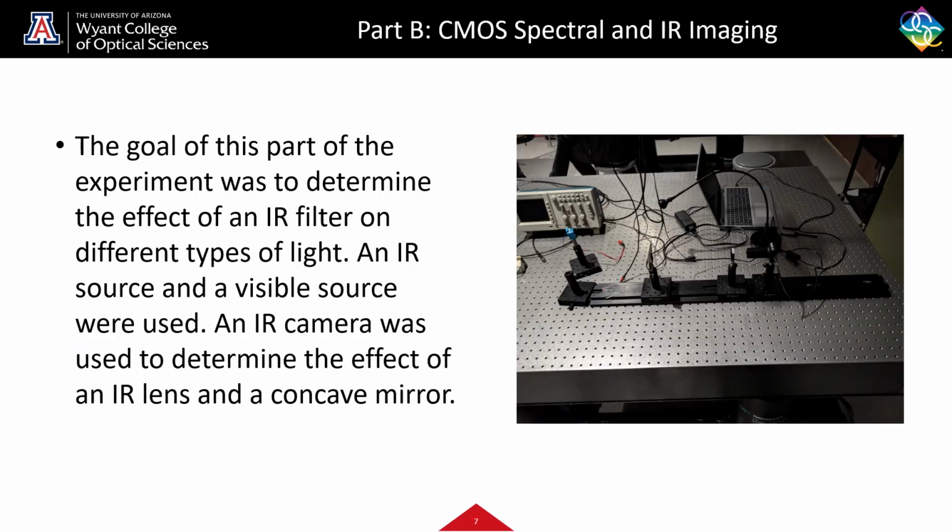Part B, CMOS spectral and infrared imaging. The goal of this part of the experiment was to determine the effect of an IR filter on different types of light. An infrared source and a visible source were used. An infrared camera was used to detect the effect of an infrared lens and a concave mirror later.